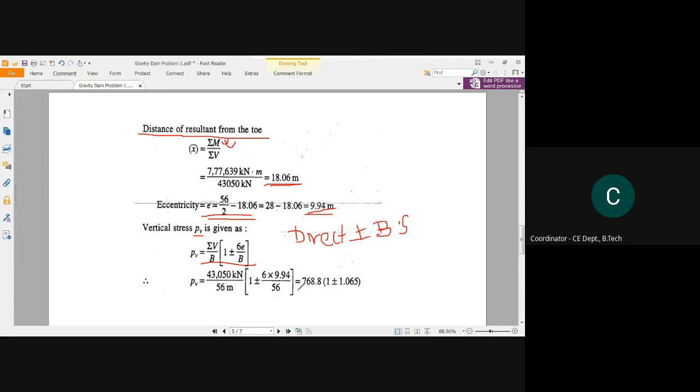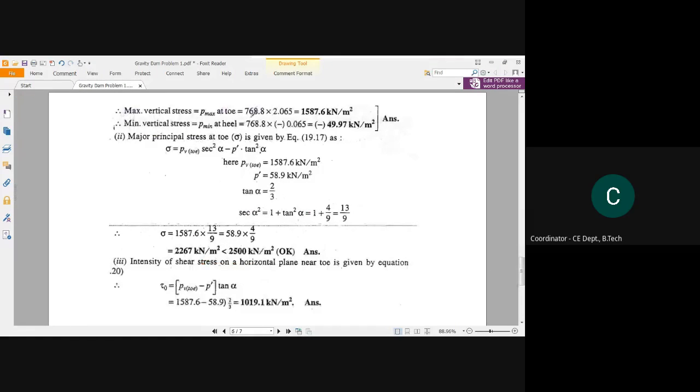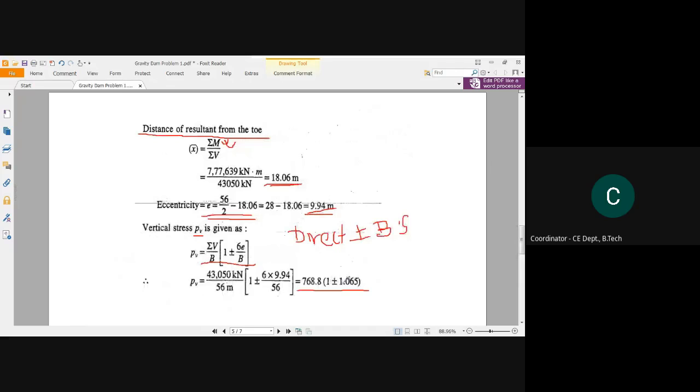So now from this value we will be able to evaluate the maximum and minimum vertical stress. The maximum vertical stress at the toe will be 768.8 into 2.065, by adding 1 plus 1.065, the first term being positive. So 2.065 into 768.8 will give me the maximum vertical stress at the toe, and 768.8 into 1 minus 1.065 will give me the minimum vertical stress.